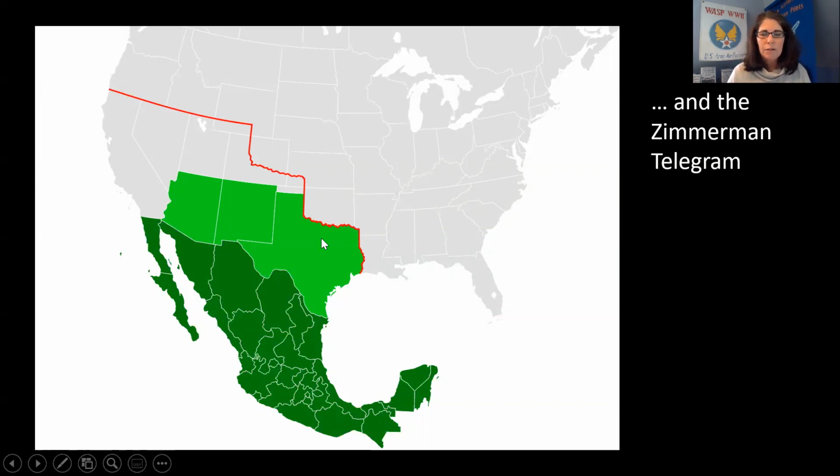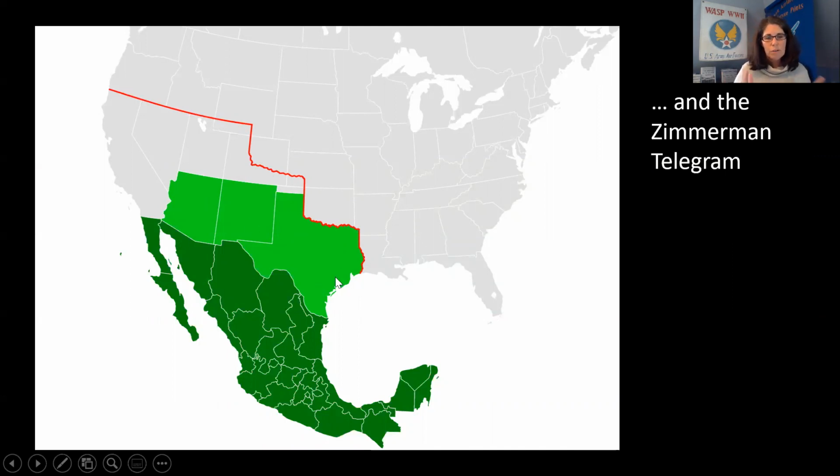And if you think of it, this is what they're talking about, right? Texas, New Mexico, Arizona, and then all the way up here into Colorado, California, Nevada, all of this. This was all once part of Mexico. These were the states that had most recently belonged to Mexico. And Zimmermann said, hey, we'll help you get this back.